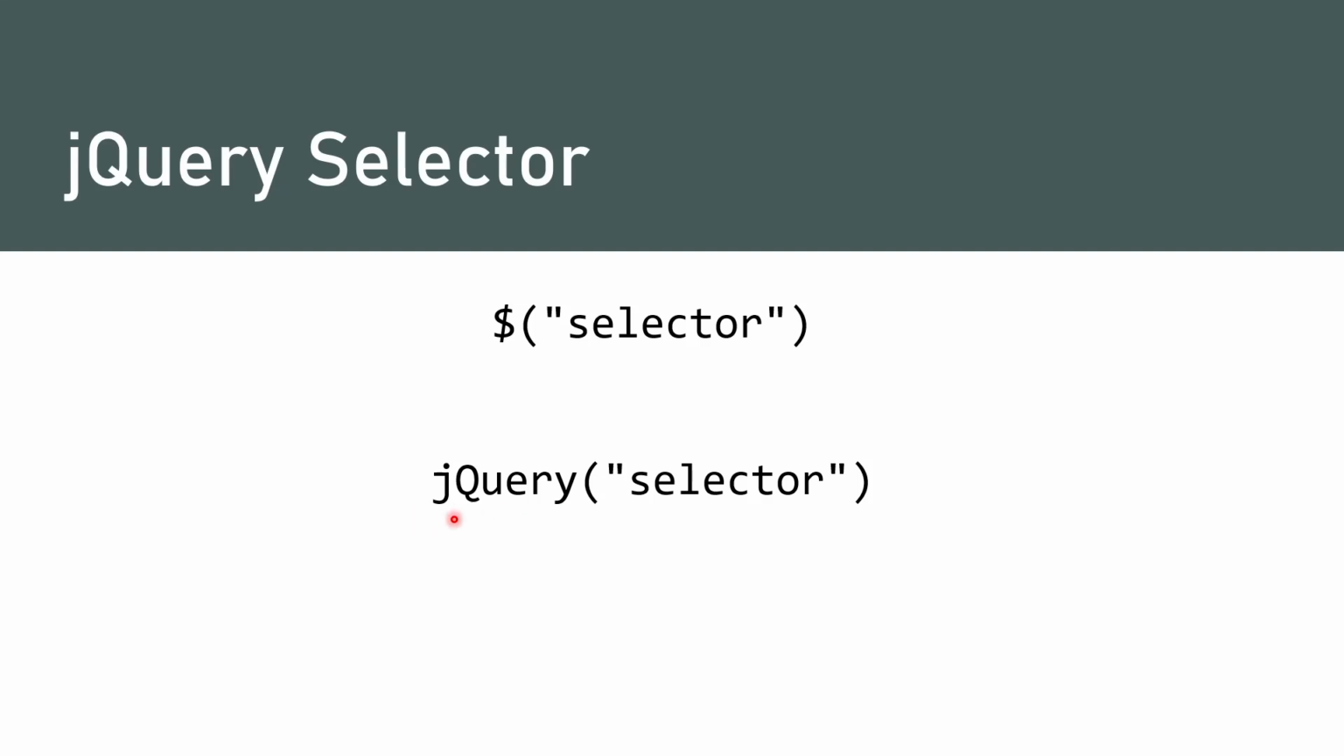And this is the equivalent of just typing jQuery and then with parentheses and putting your selector in quotes inside of the parentheses. These two will do the same thing of just looking through the DOM for an element that matches that selector. But the $ sign is faster to type than typing out jQuery every single time that you want to get something from the HTML page.